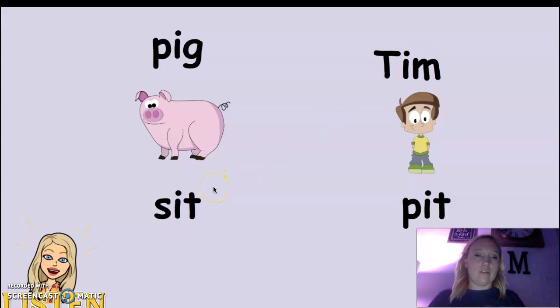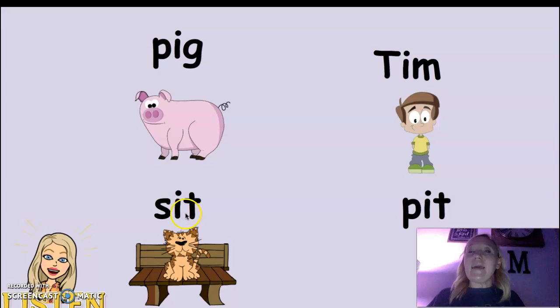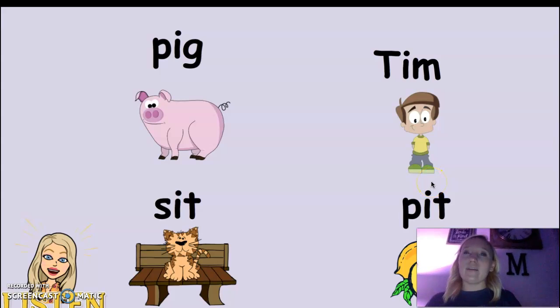Let's look at our next word. Sit. Do you hear the I sound in the middle of sit? Yes. And our last word is pit. I hear the I sound in the middle of the word pit.